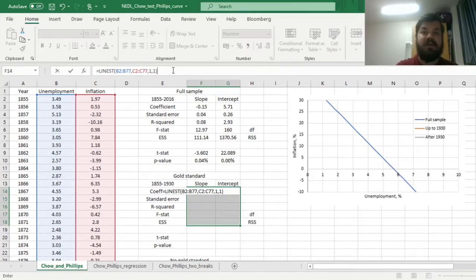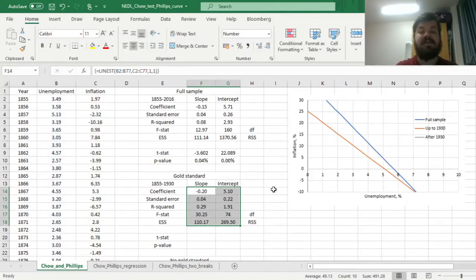And we enforce this formula using Shift-Control-Enter, and we get our statistical output, and we get our orange curve that represents the Phillips curve for the relationship between inflation and unemployment up to 1930 in the gold standard period. And we can see that the slope of the curve is quite a lot steeper. It means that 1 percentage point increase in inflation would reduce unemployment by 0.2 percentage points, quite a lot higher than here. It means that a 5 percentage point increase in inflation would reduce unemployment by 1%, not 7 as previously.